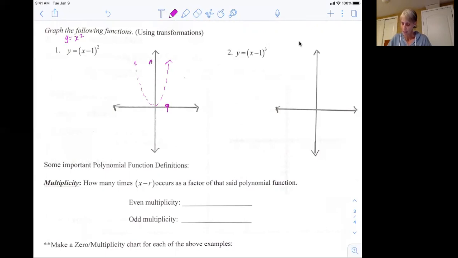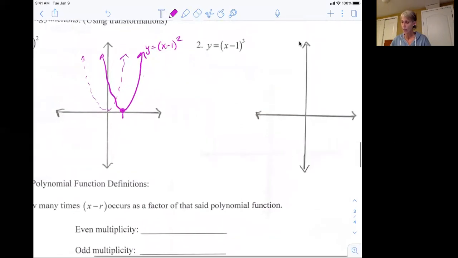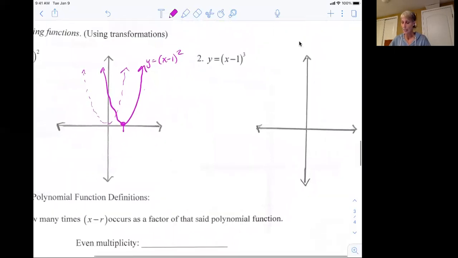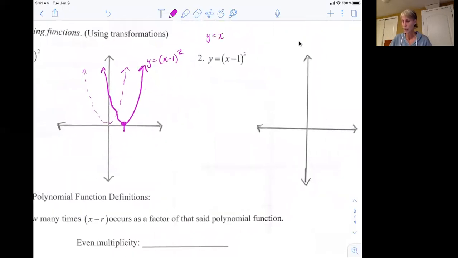So I'm sketching x minus 1 squared. I want to do the same thing for x minus 1 cubed. Again, I'm going to start with my parent function, my x cubed function, which is our little snaky guy. And I'm going to shift that 1 unit to the right. It's not going to be perfect. I'm not judging it on perfectness here.